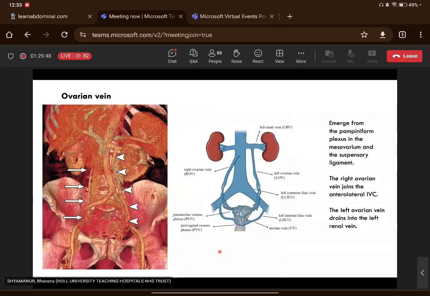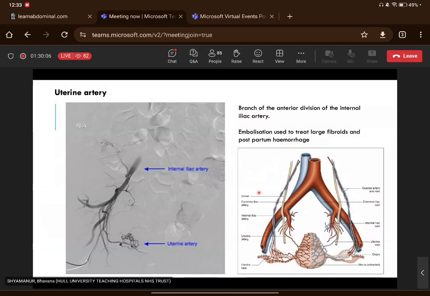Ovarian vein, I'll touch on it slightly. Tim did mention the anatomy of the ovarian vein, which again is quite similar to the testicular vein. Both the gonadal veins drain into the IVC on the right and into the left renal vein on the left. And a quick slide on the uterine artery, which is a tricky one. I can't imagine you would be asked that, but this arises from the internal iliac, one of its branches, and of course is significant in embolization, which is used to treat large fibroids or postpartum hemorrhage.